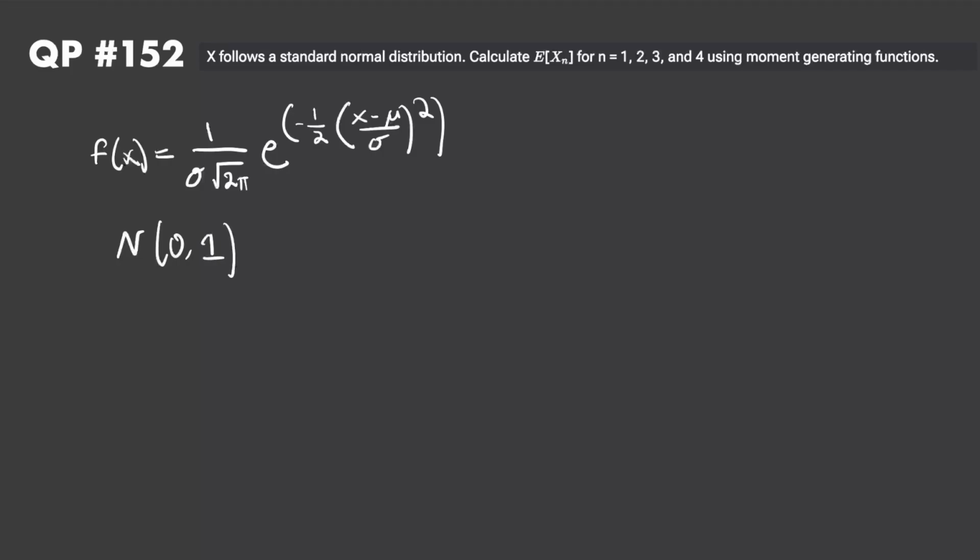We're going to replace sigma with 1, so that's going to go away. This is going to go away, and then mu, our mean, is going to be 0, so this is going to go away as well. So we're just going to have this as our PDF for the standard normal distribution, so a lot simpler.